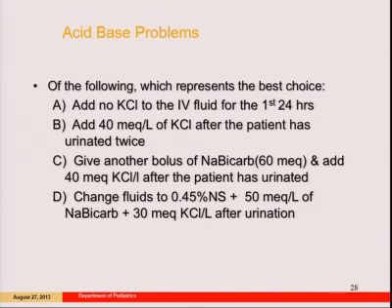Add no KCl to the fluid for the first 24 hours. Add 40 milliequivalents of KCl after the patient has urinated twice. Give another bolus of bicarb and add 40 milliequivalents after the patient has urinated. Change the fluids to 0.45% plus 50 of bicarb plus 30 of KCl after urination. You should be able to eliminate 1 or 2 of those right off the bat.